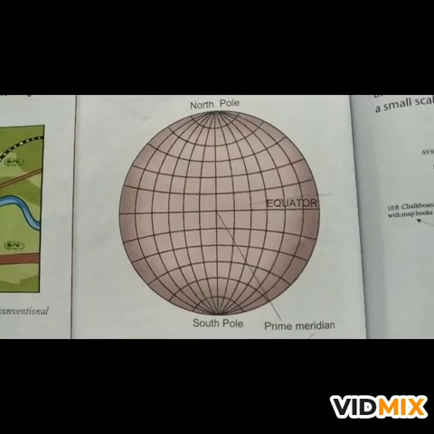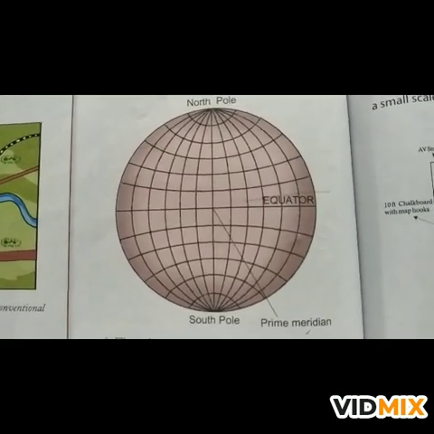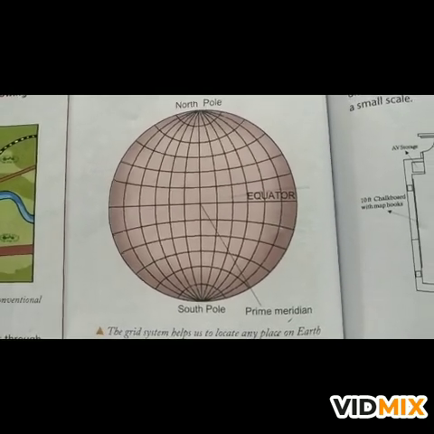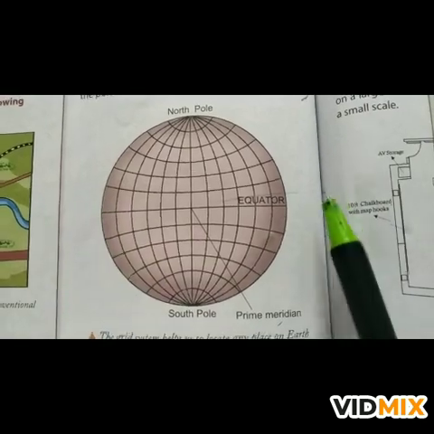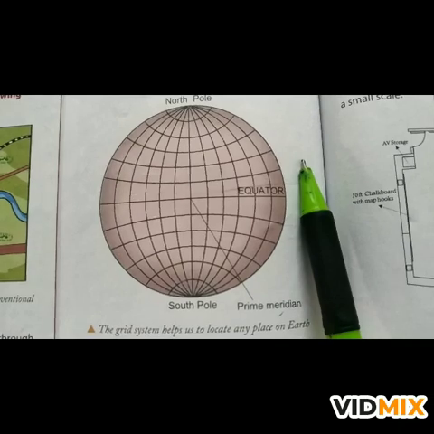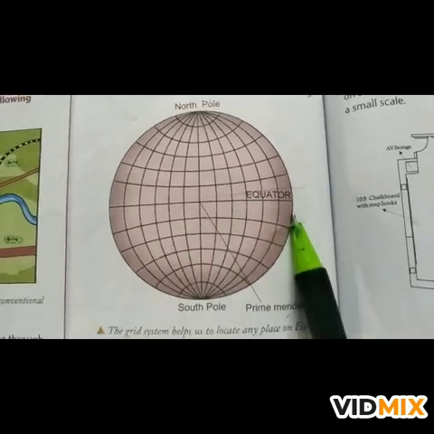Students, our next topic is the parallels or latitudes. A set of horizontal imaginary lines which run from the east to west directions are known as the parallels or the lines of latitudes. On this given image, students, you can see the lines running in the east-west direction. Where is the east? This is the east and this is the west. The lines which are running from east to west are known as the parallels or the lines of latitudes.